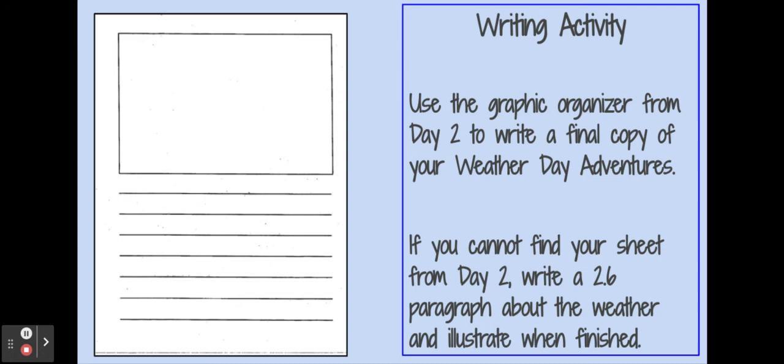For writing, they have a blank sheet that looks like this. It has an illustration box on the top and lines on the bottom. For copying the 2.6 paragraph that they drafted on day 2 in their packet, if you do not have the sheet or if it was not completed, they can write a 2.6 paragraph about their weather day. But if their folder was returned to me, their day 2 information should still be in there for them to copy and use.